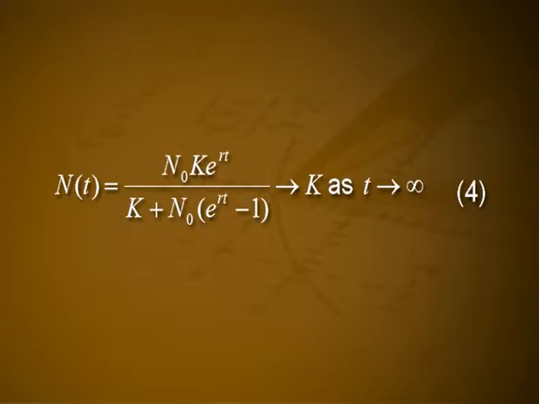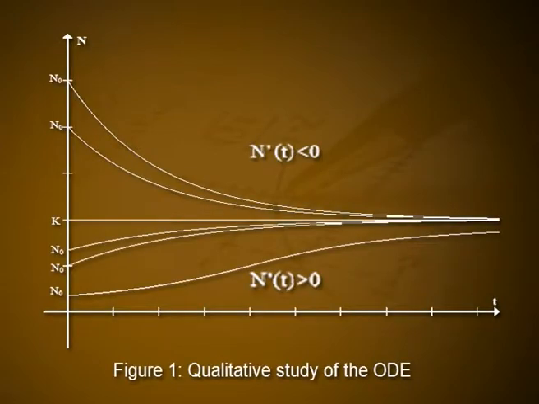If n(0) = n0, the solution of equation 3 is n(t) = n0 k e^(Rt) / (k + n0 (e^(Rt) - 1)), which tends to k as t tends to infinity. We know that n0 is greater than or equal to 0 since n represents a non-negative quantity, and that is illustrated in figure 1.